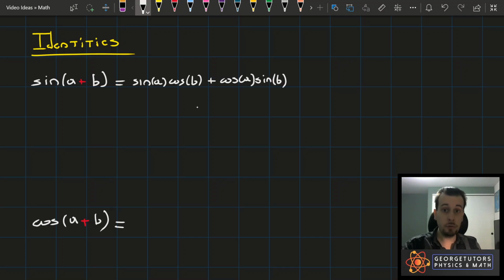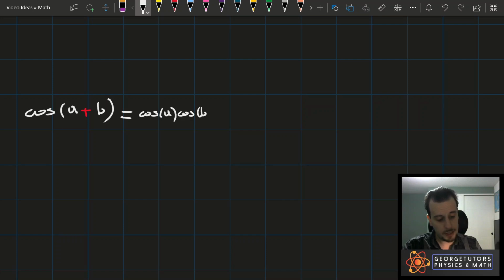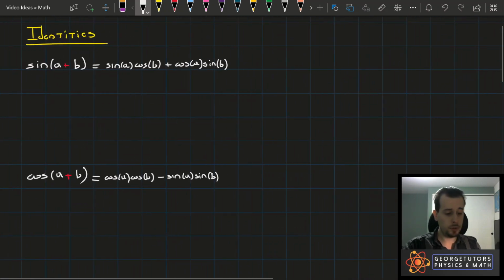And then if I want to do the cosine version down here, what I'm going to be doing is take the cosine of the first angle, take the cosine of the second angle, and then use the opposite sign of what is in there, so a negative sign, and take the sine of the first angle again and the sine of the second angle. So why are these important?